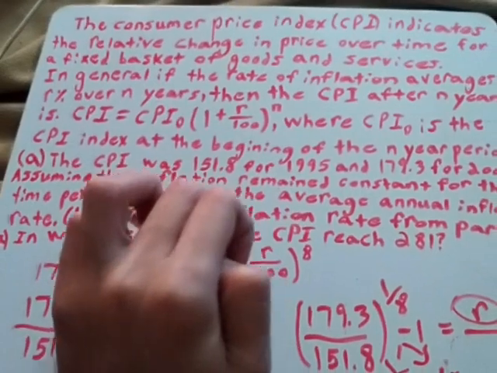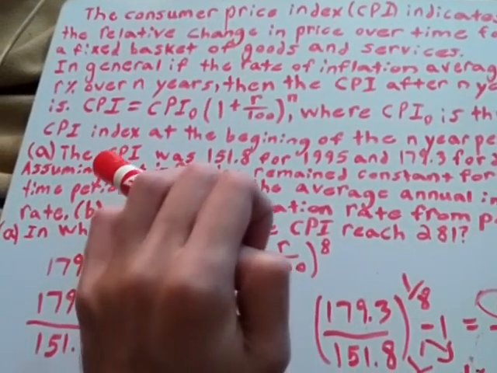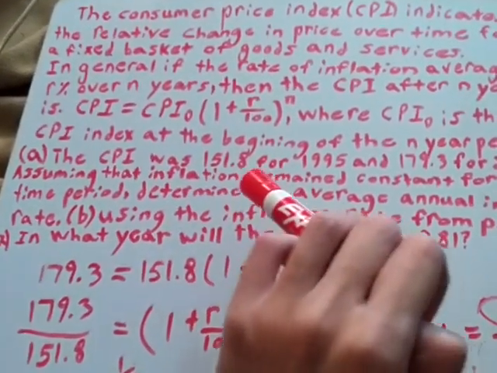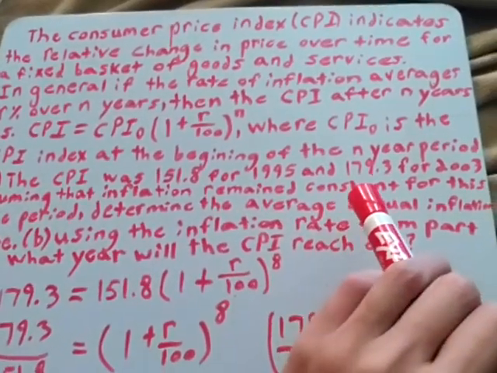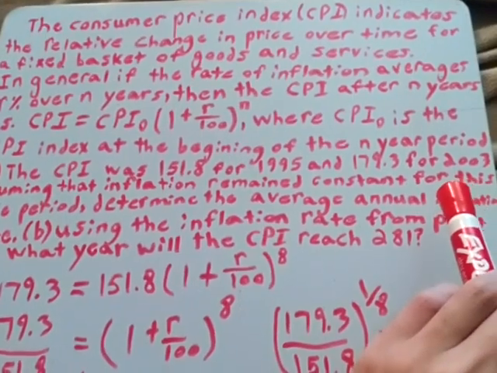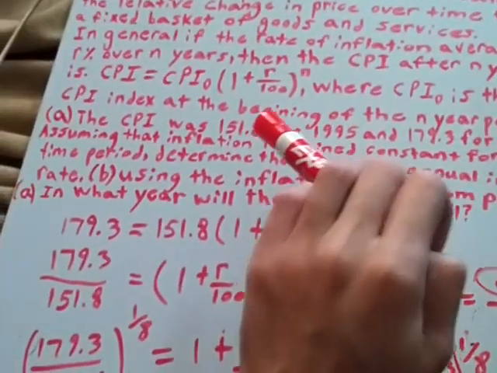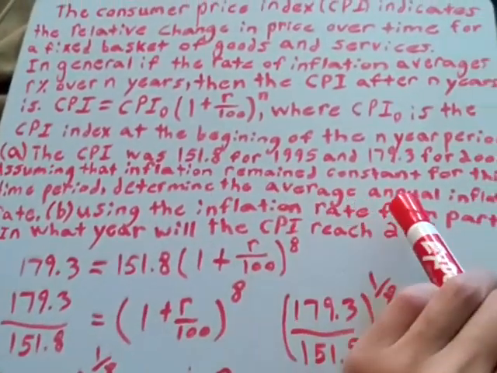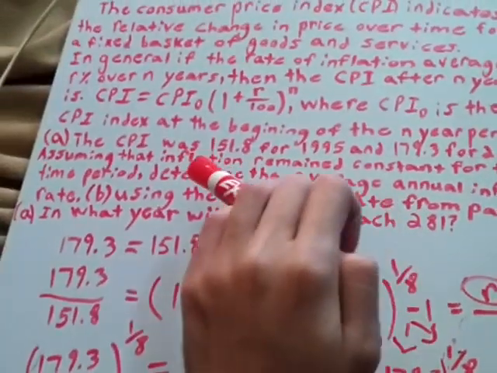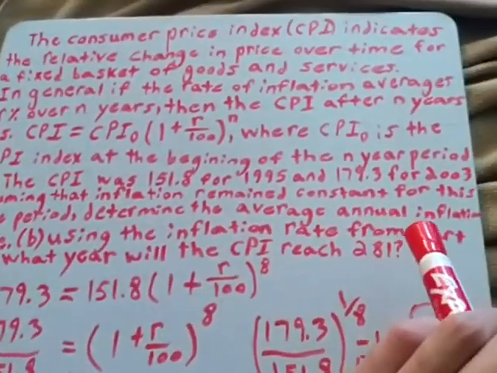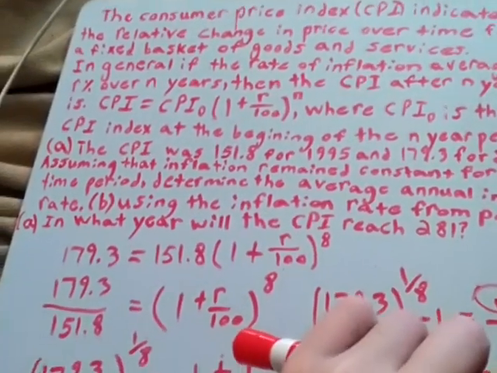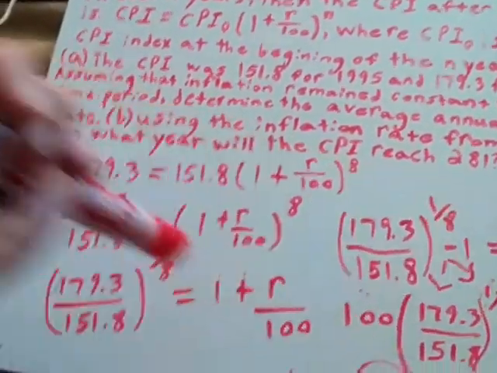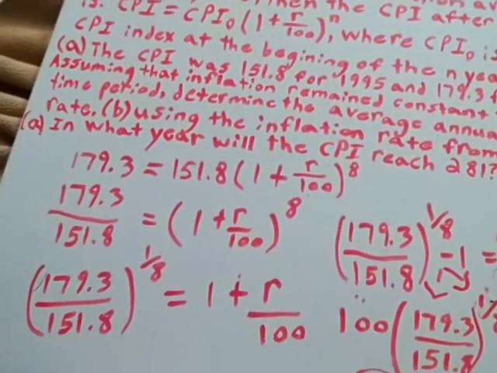Okay, so the first question is, A: the CPI was 151.8 for 1995 and 179.3 for 2003. Assuming that inflation remained constant for this time period, determine the average annual inflation rate. Okay, so I'm trying to determine the inflation rate.